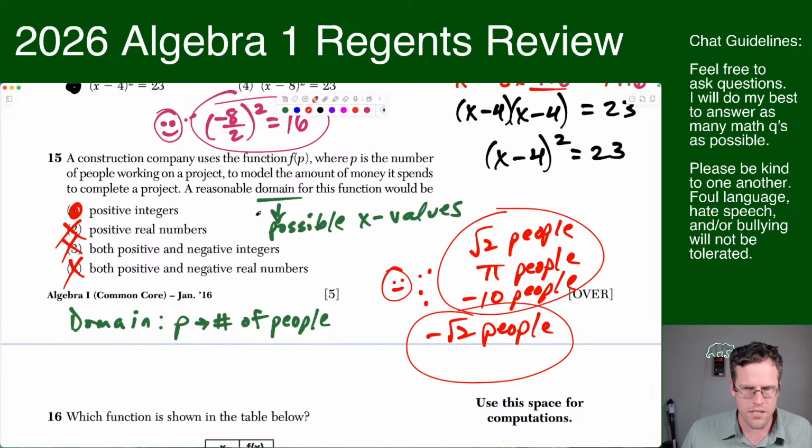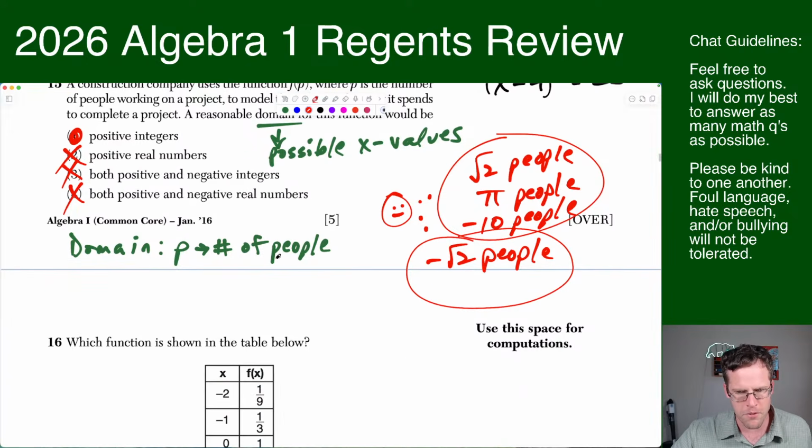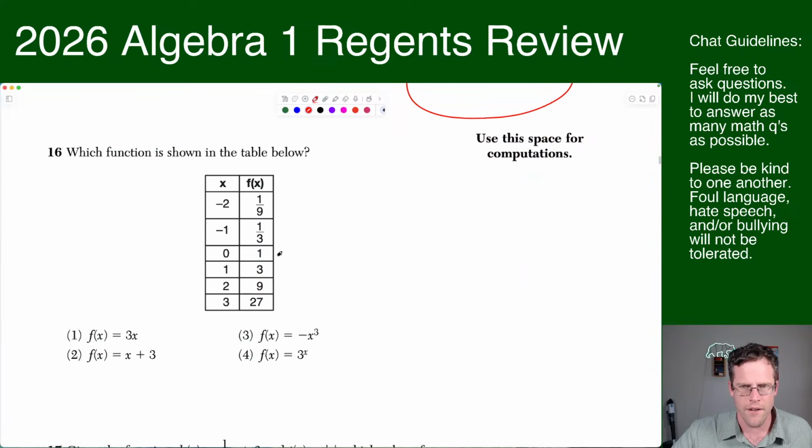The only one that makes sense here, the only appropriate domain, is positive whole numbers, if you're talking about people. All right. Good. This one is a little tricky, but I think the idea is, how do we rule things out?